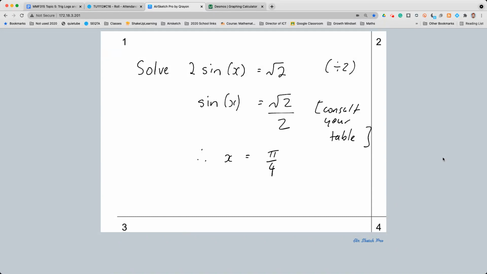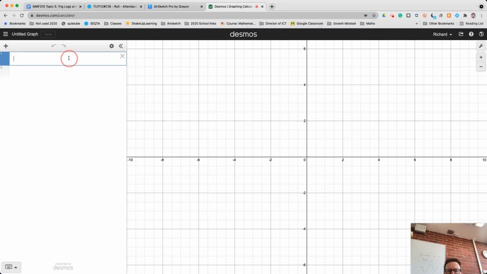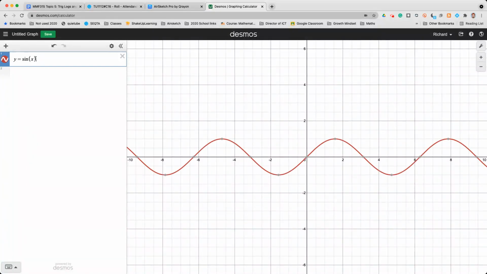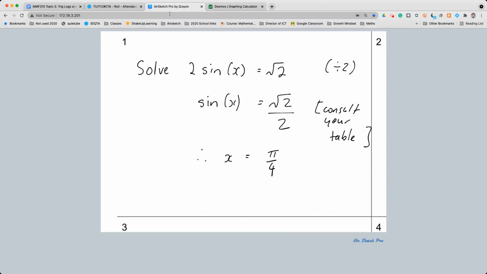So I want to try and model this in Desmos so you can see what I'm talking about here. I could do this on the GDC as well. So if I go to the GDC and put in sine of x, oh no, you're going to keep popping up. If I go y equals sine of x like so, there's my usual sine graph. So what I've done is I've graphed the left-hand side, sine of x.